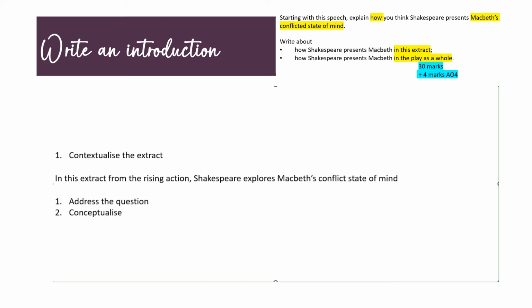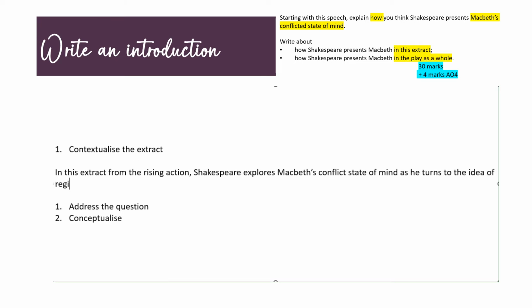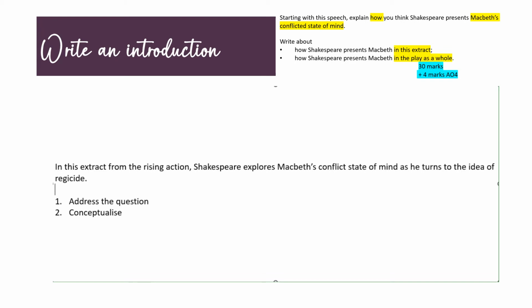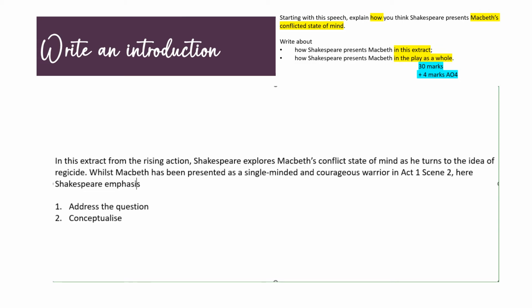What you notice here is I'm using the wording of the question, so making it really clear to the examiner that I know what I've been asked to focus on. So in this extract from the Rising Action, Shakespeare explores Macbeth's conflicted state of mind as he turns to that idea of regicide. Okay, so I have contextualised the extract. Next thing I'm going to do is move on to address the question. So whilst Macbeth has been presented as a single-minded and courageous warrior in Act 1, Scene 2, here Shakespeare emphasises his equivocation and uncertainty.